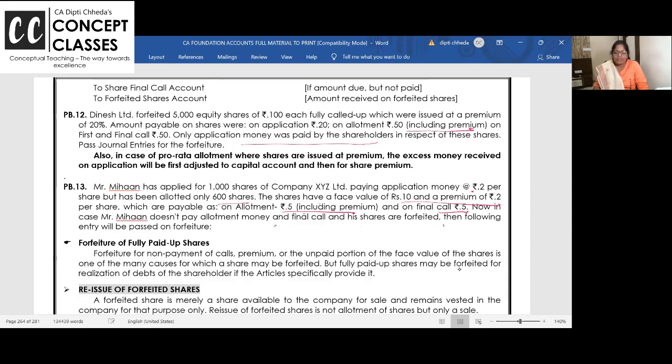Okay, पहले तो एप्लीकेशन को एडजस्ट करो अलॉटमेंट में. But then here he is not paying the allotment and the final call. और प्रीमियम कब आना था? अलॉटमेंट में. So will you reverse the securities premium? Yes. Nowhere they are saying that application is adjusted against allotment, so don't adjust. I hope you are getting. फिर से पढ़ो. He had applied 1000 shares. He paid 1000 into 2.